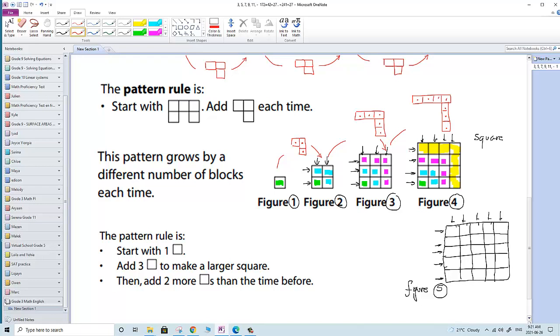But if someone asks me how to draw figure 6 or 7 or 8, I prefer that you take this strategy. I notice that the number of rows and number of columns are the same because this is a square, and they are the same as the figure number. If it's figure 5, I have 5 rows, 5 columns. If it's figure 7, I will have 7 rows and 7 columns.